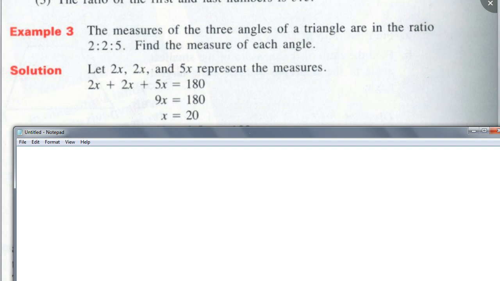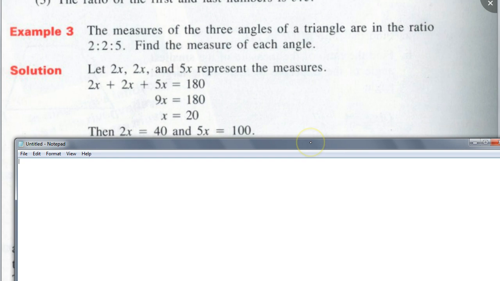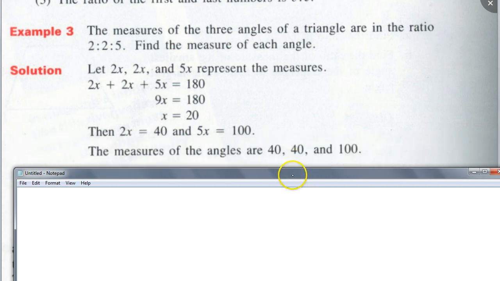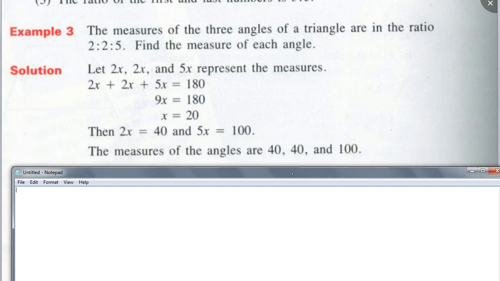Yes, Chan? 40, 40, and 100. And is that how we write down our answer, or do we need to write it as a sentence? So what do we write here? How about Eamon? That's right. And of course, you should check, right? Does it make sense? You could add them all together. Does it equal 180? Yes. Okay, so it makes sense.